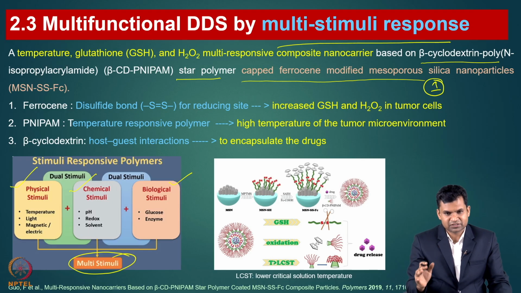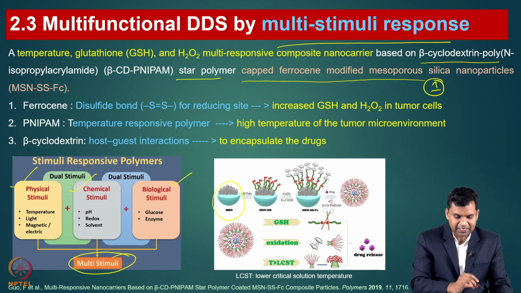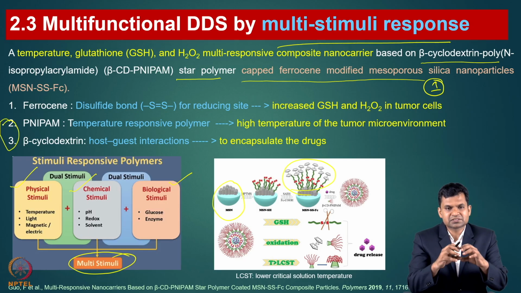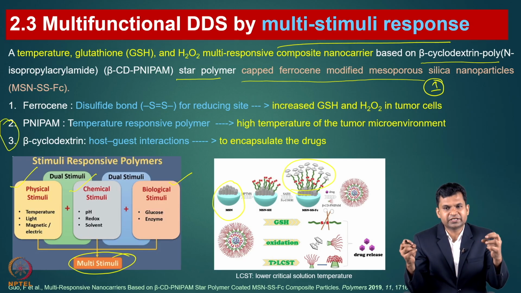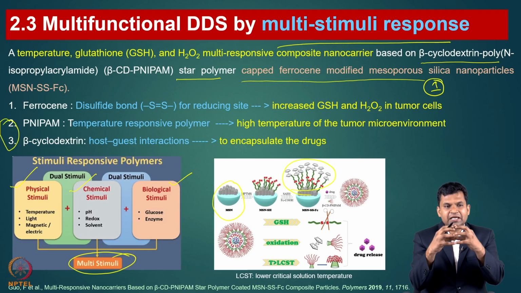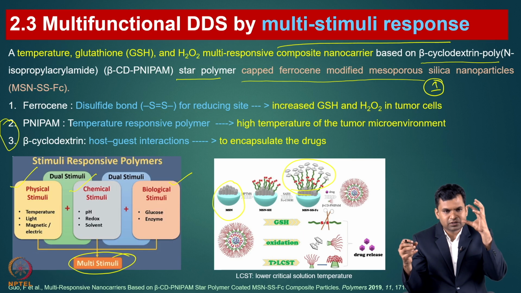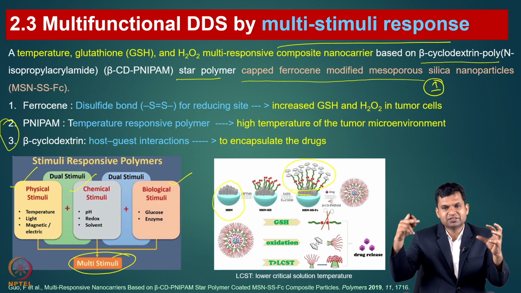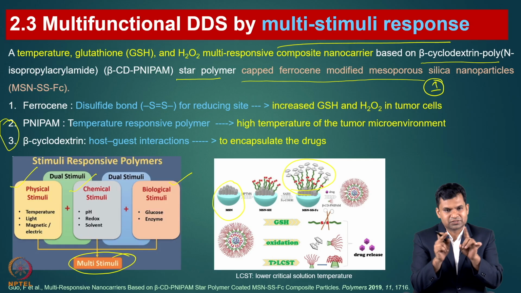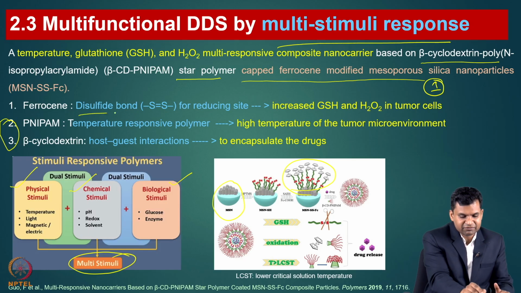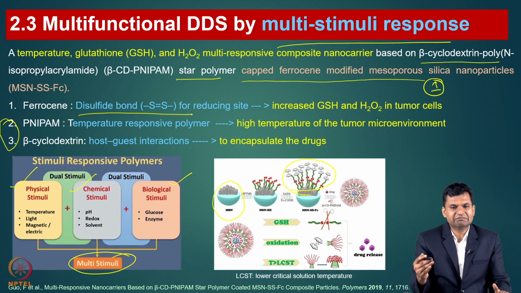So, first we have to take the carrier, and before adding these two together, it is a star polymer, a conjugated cyclodextrin with N-isopropyl acrylamide. But when you want to conjugate your mesoporous silica nanoparticle with this polymer, you need some bonds for conjugation, either covalent or non-covalent, but here to conjugate we need disulfide bonds. So, for that ferrocene will help.